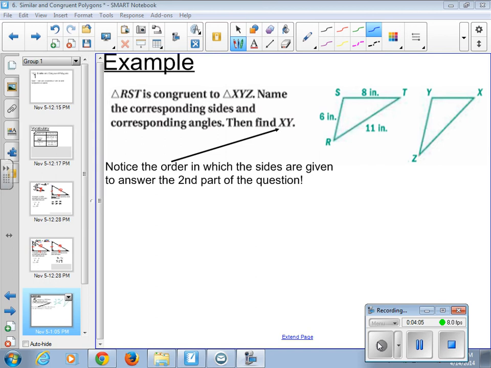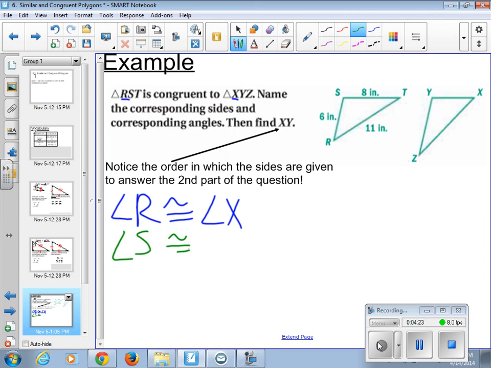To name our angles, we just go with the order. Angle R will be congruent with angle X. They are the first angles indicated in the order. Then angle S is congruent with angle Y, the second angles mentioned. And finally, angle Z is congruent with angle T. I mixed up the order there. It doesn't really matter. Z and T are equal.